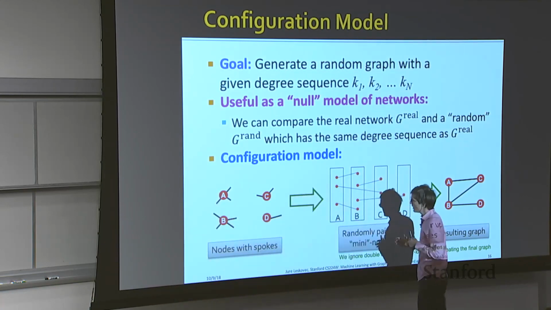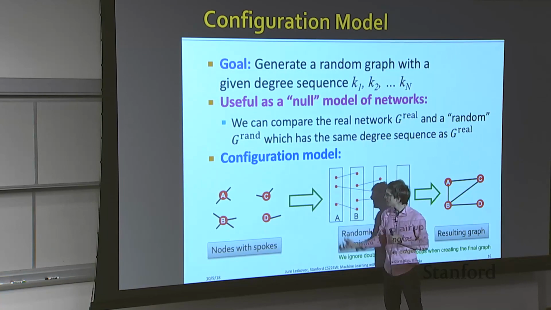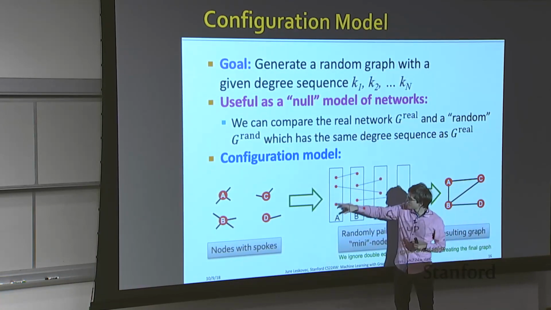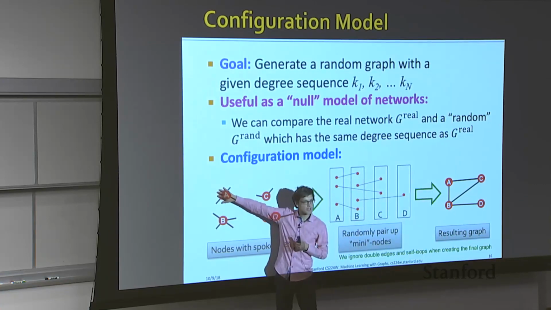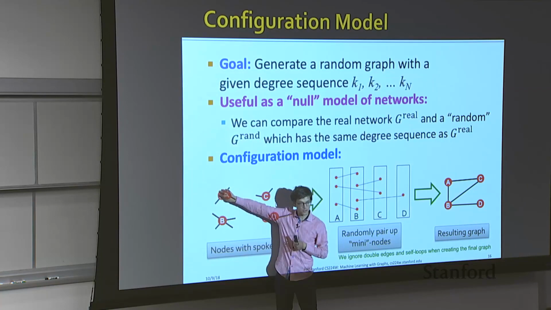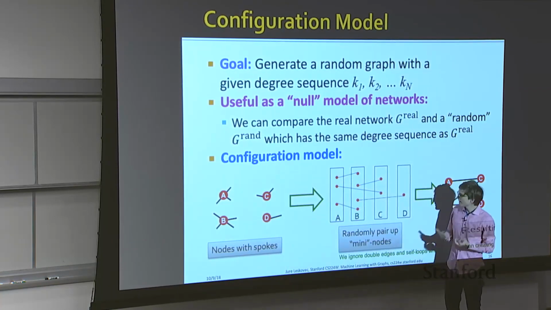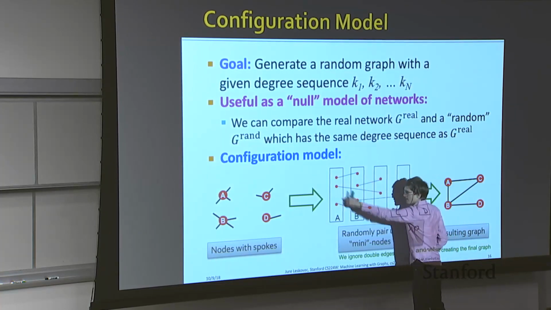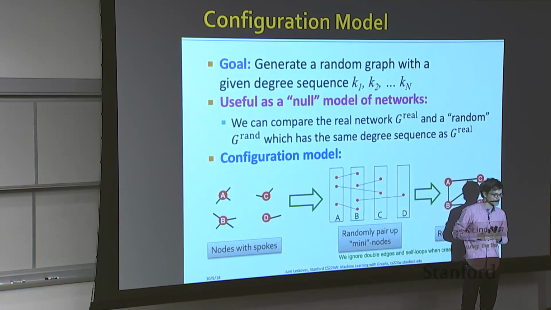The way to do this is the following. If you have 4 nodes on the left, you generate 4 partitions where the number of circles in every partition is exactly the degree of that node. So node A has degree 3, so it gets 3 little circles. Then I can just think of this as a set of nodes, and I generate a random graph between that set of nodes.